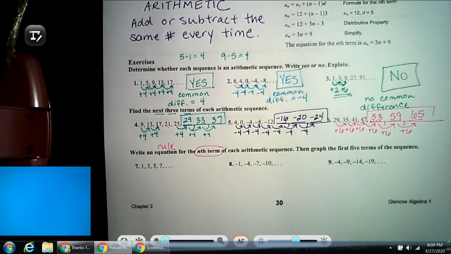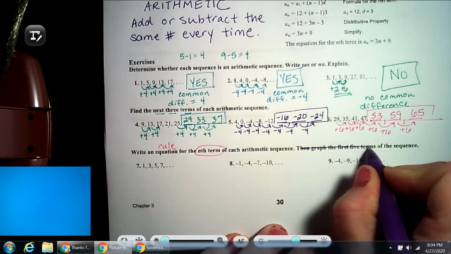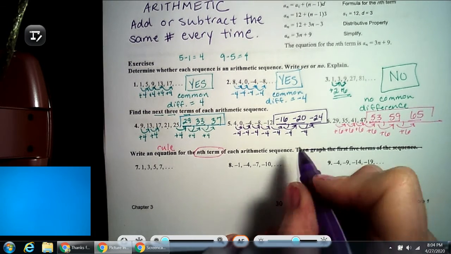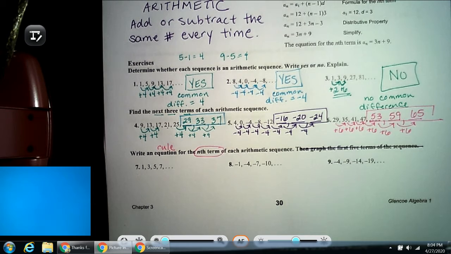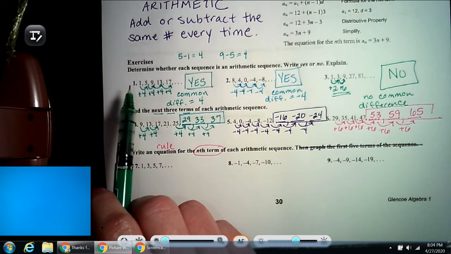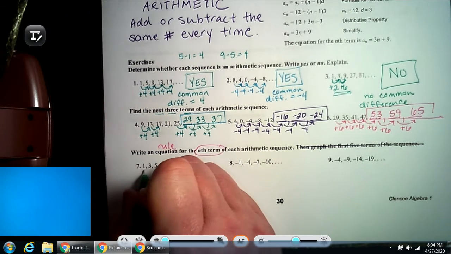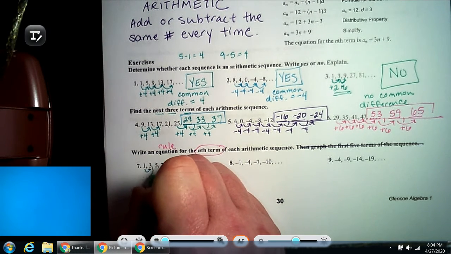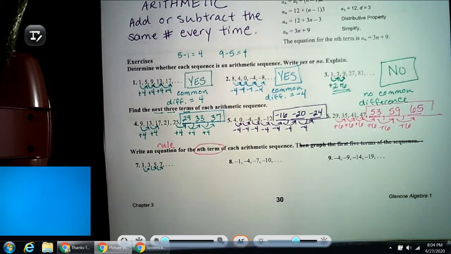Okay, so I'm going to go ahead and let you ignore where it says to graph the first 5 terms of the sequence. We don't have to graph. I just want you to write the rule for these sequences. It's going to start out the same way we started with problems 1 and 2, and then 4, 5, and 6. We're going to look for that common difference. What am I increasing by? What am I adding or subtracting every time?